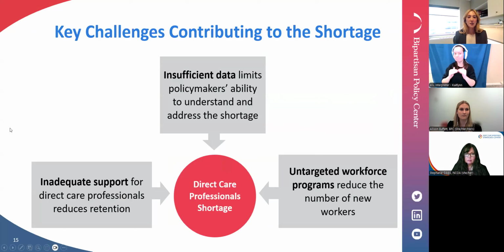Now that I've provided some background on who these workers are, the state of the shortage, and the importance of addressing it, I want to turn it over to my colleague, Allison Buffett, to talk with you about the specific challenges contributing to this workforce shortage.